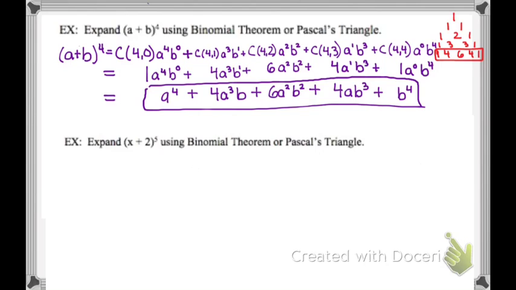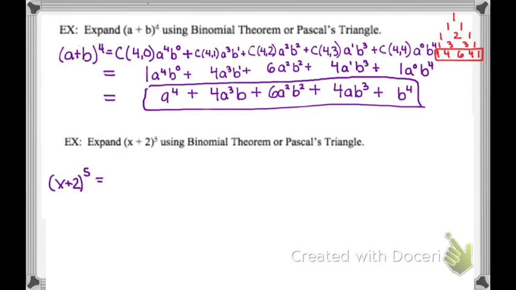Okay, so we're going to move on to the next example, and notice here that instead of a plus b to some power, we have x plus 2. So things are going to be a little bit different. There's going to be an extra step that we'll need to do. But I'm going to go ahead and get myself set up here. x plus 2 to the 5th equals.